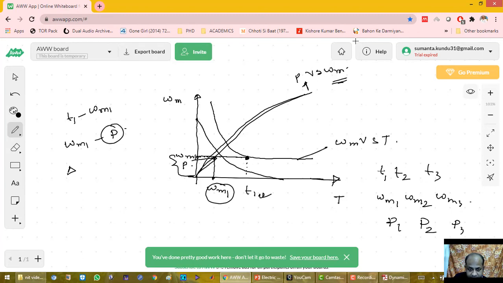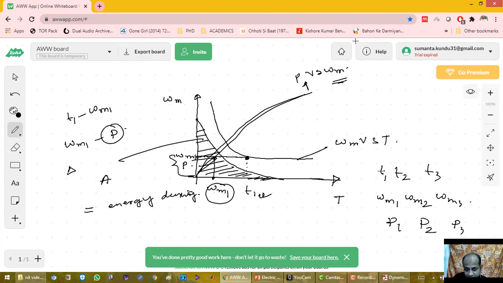this. Now this area is my concern. This area enclosed is nothing but the energy dissipated. Suppose this area enclosed is A, capital A. So A is nothing but the energy dissipated during the retardation test.